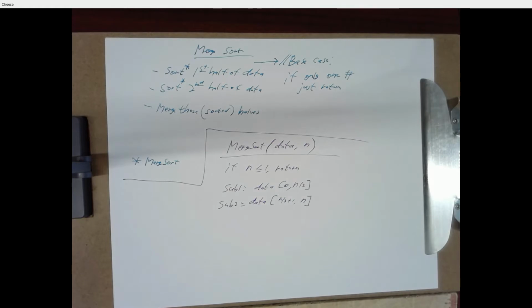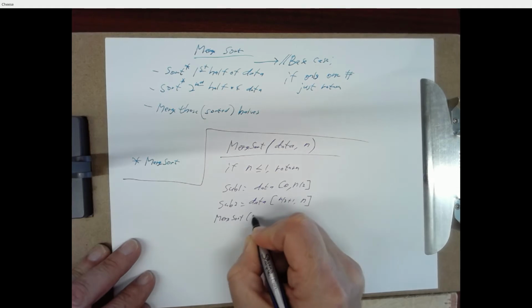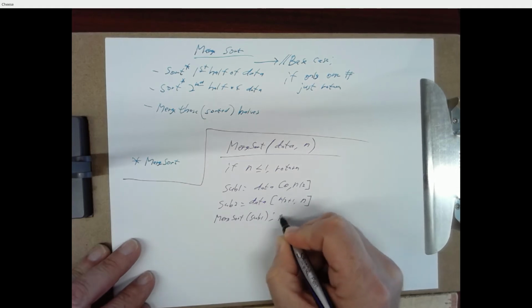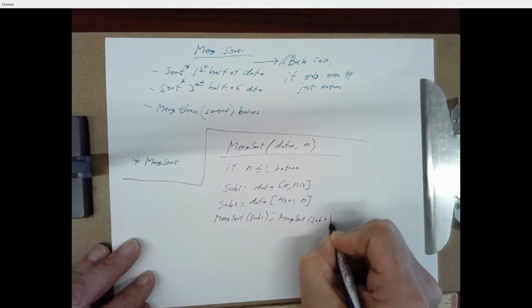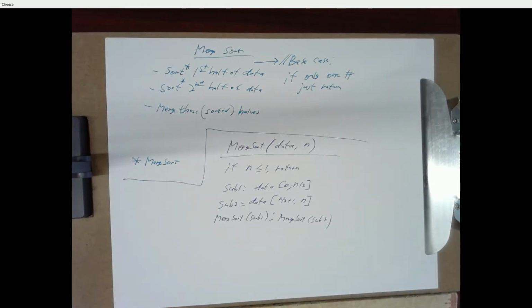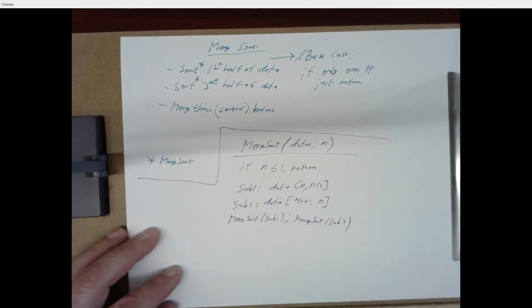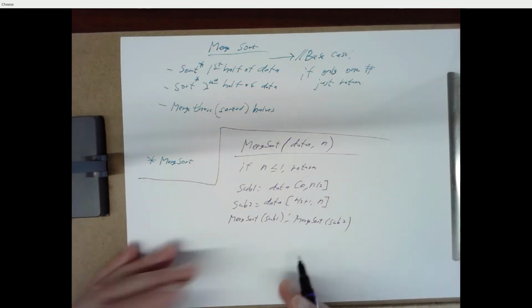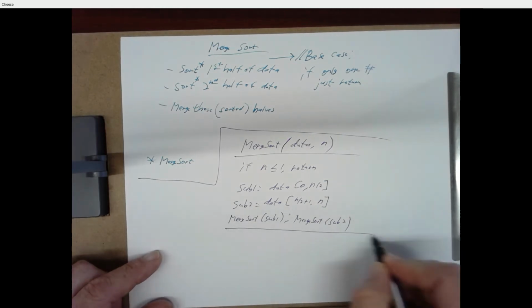Right? Make two arrays that represent the two halves of the data. Merge sort sub 1 and merge sort sub 2. And you've got to tell it how many elements you have, but that's just n over 2 plus or minus 1. You've got to deal with odd numbers and all kinds of new annoyances. But basically call merge sort on those two. And then we want to interleave these two arrays.